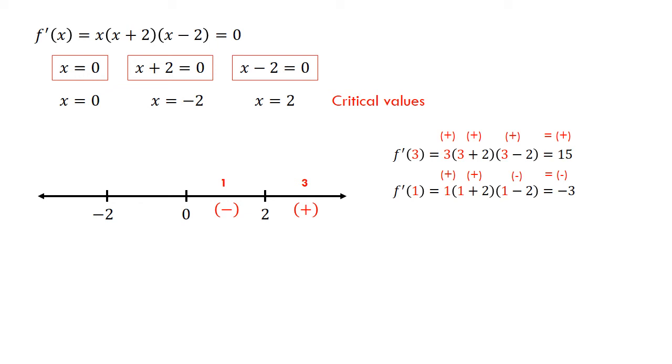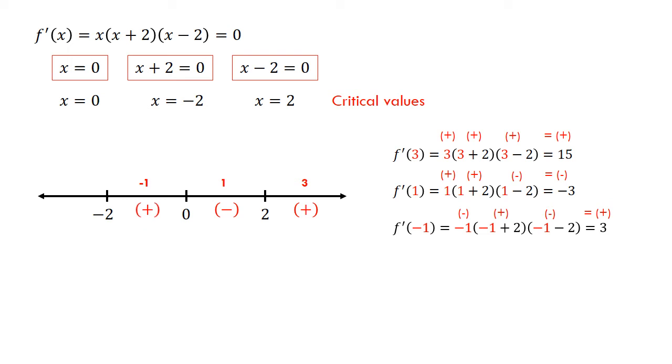On the interval between negative 2 and 0, we can pick negative 1. And plug into f prime of x, and we have here, equals 3, and it is positive. Negative 1 is always negative, negative 1 plus 2 is positive, and negative 1 minus 2 is negative, then negative times negative is positive, so the slope on this interval is positive.